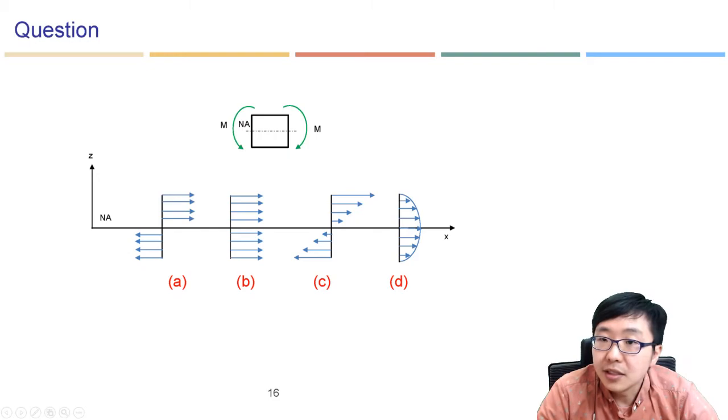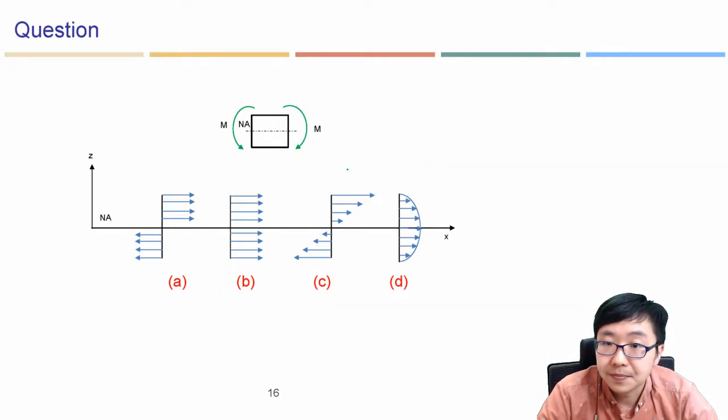So in this case, this is pure bending moment. M is applied. This is actually hogging bending moment. Can you imagine? Can you predict the stress distribution? What we learned before was C. We learned C before, and the answer should be C, but how about D?